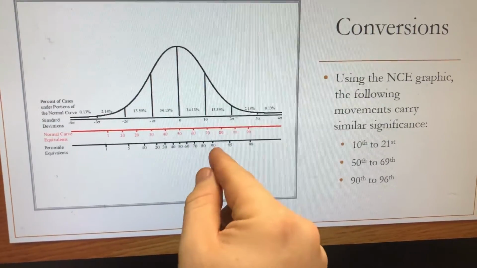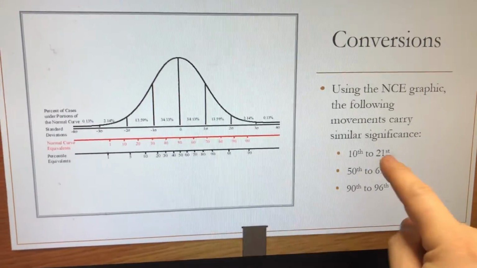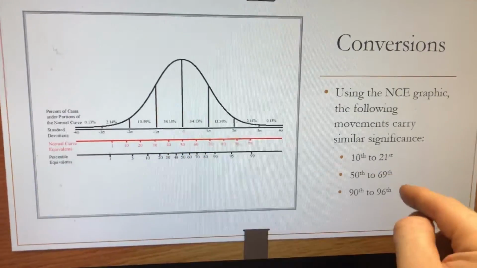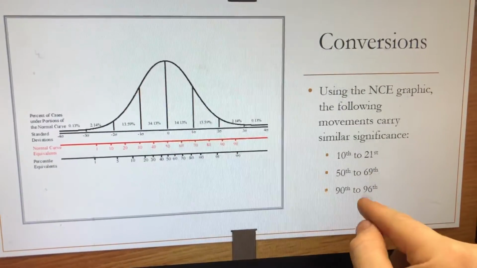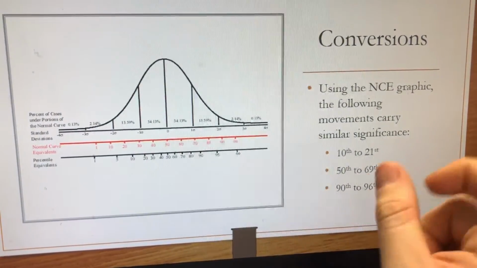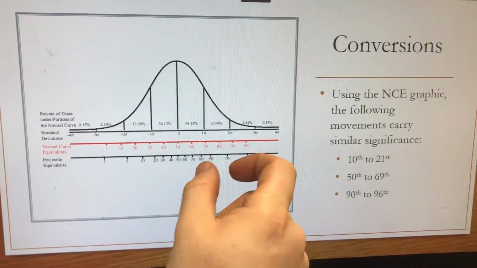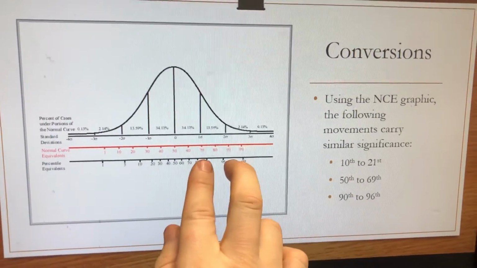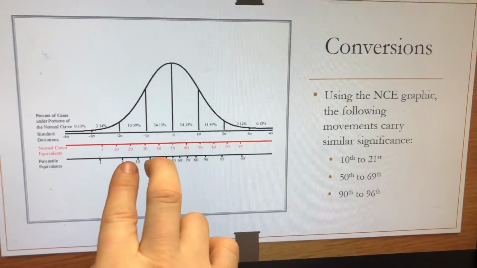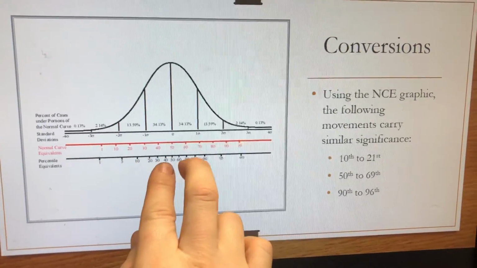And the 90th to the 96th, you'll notice that 10th to 21st, that's 11 points. But still, it's the same significance as 50 to 69, which is 19 points, and 90 to 96 is only 6 points. And yet, if you put your finger up to it, that gap is the same gap as 10th to 21st, or as 50th to 69th. I'm trying not to move my fingers, I know it's hard to see.